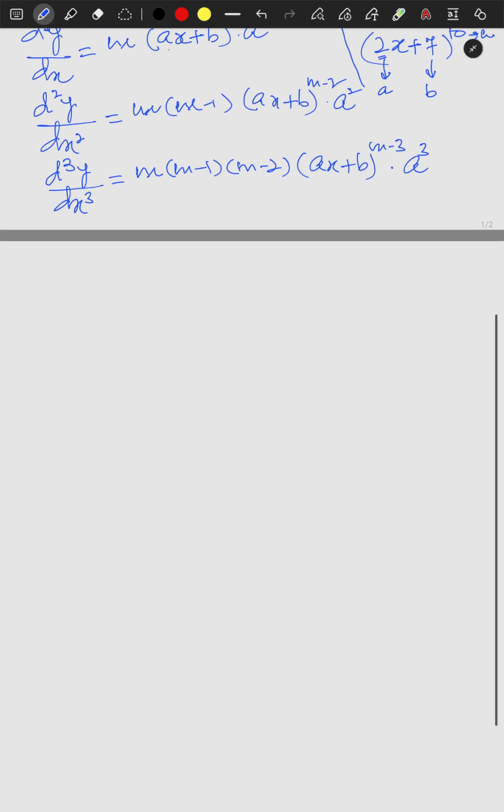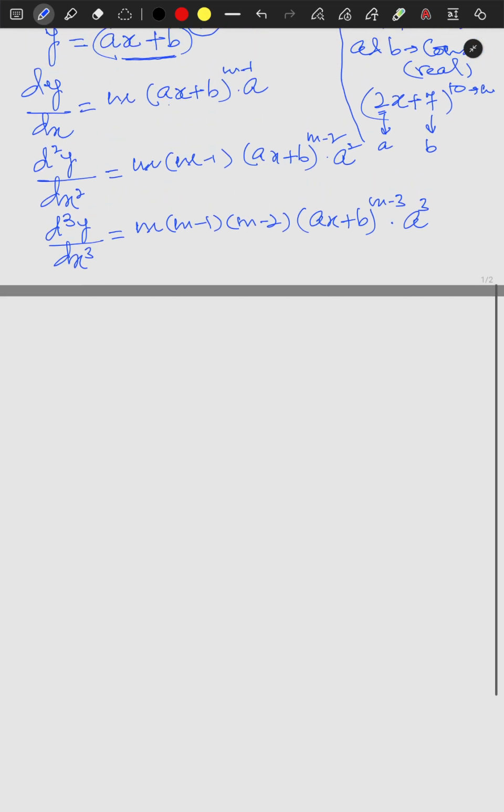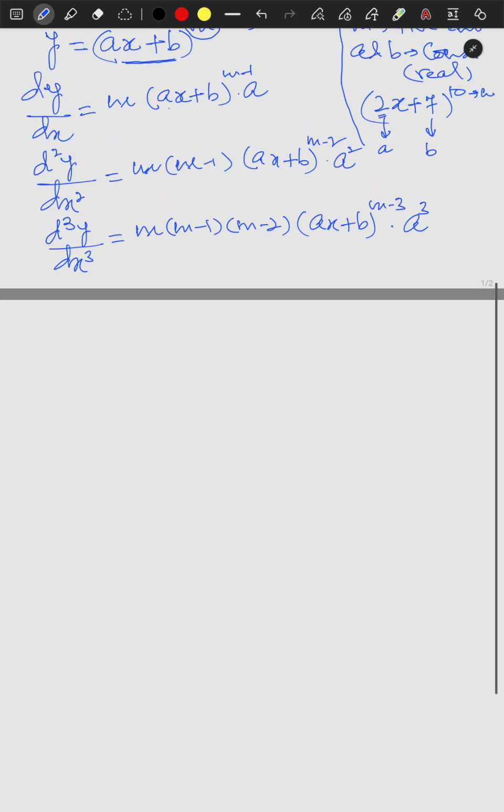So if you look at this, you can identify a pattern. This is the first order derivative, and in this derivative we have m here, and (ax + b) to the power m minus 1. It means if you are finding the first order derivative, then you have to subtract 1 from m, and you have a, or you can say a to the power 1 here.